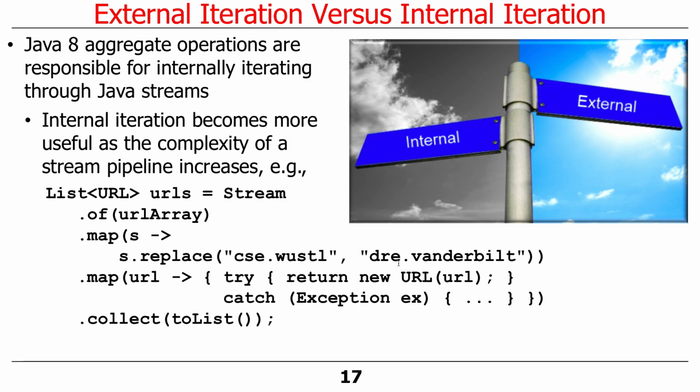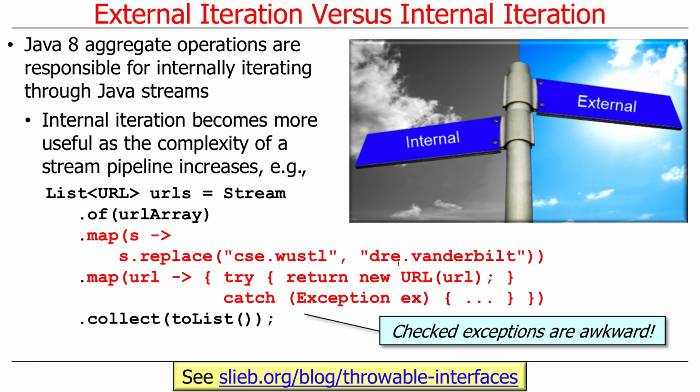And then we're going to take the results and convert the string into a URL, and then collect all the results into a list. Notice how there's no control flow that we have to explicitly write. The control flow for the flow of information through the stream is all handled internally to the streams framework itself. So there's no greater control loop. And I'll show you an example of a control loop in a minute to compare and contrast it.